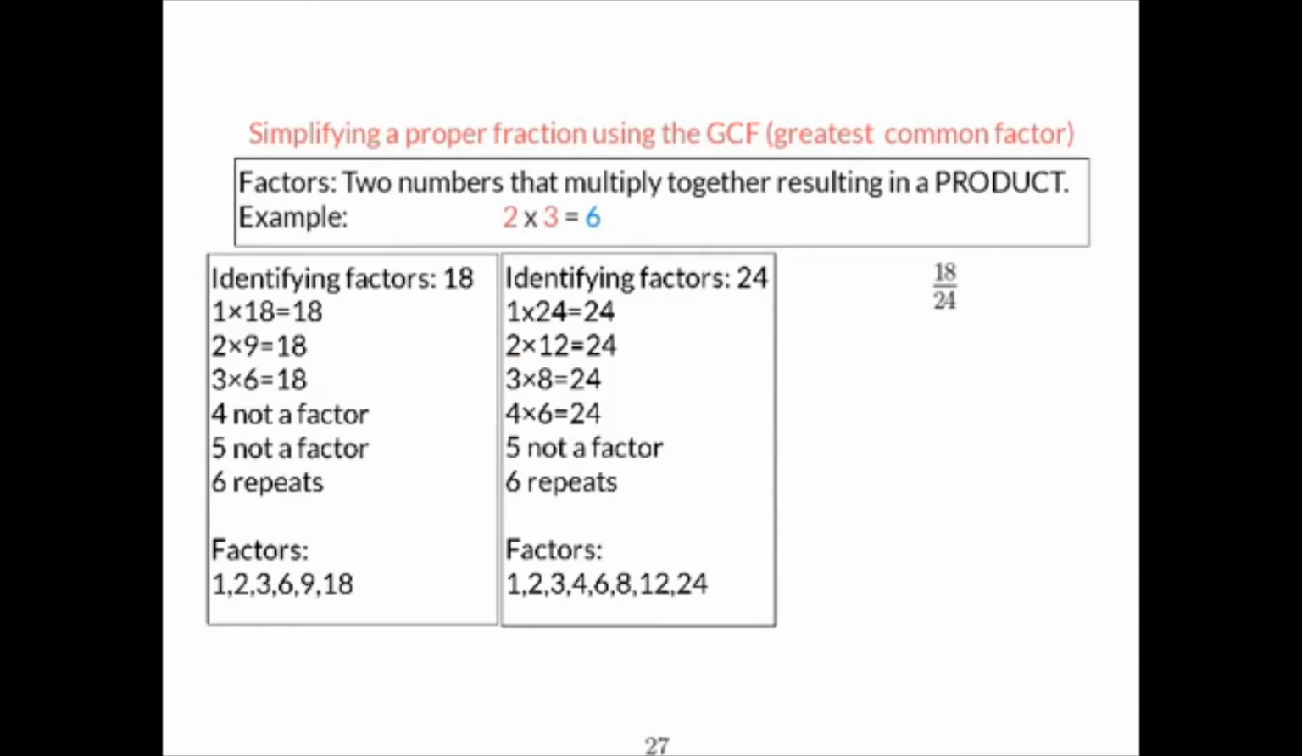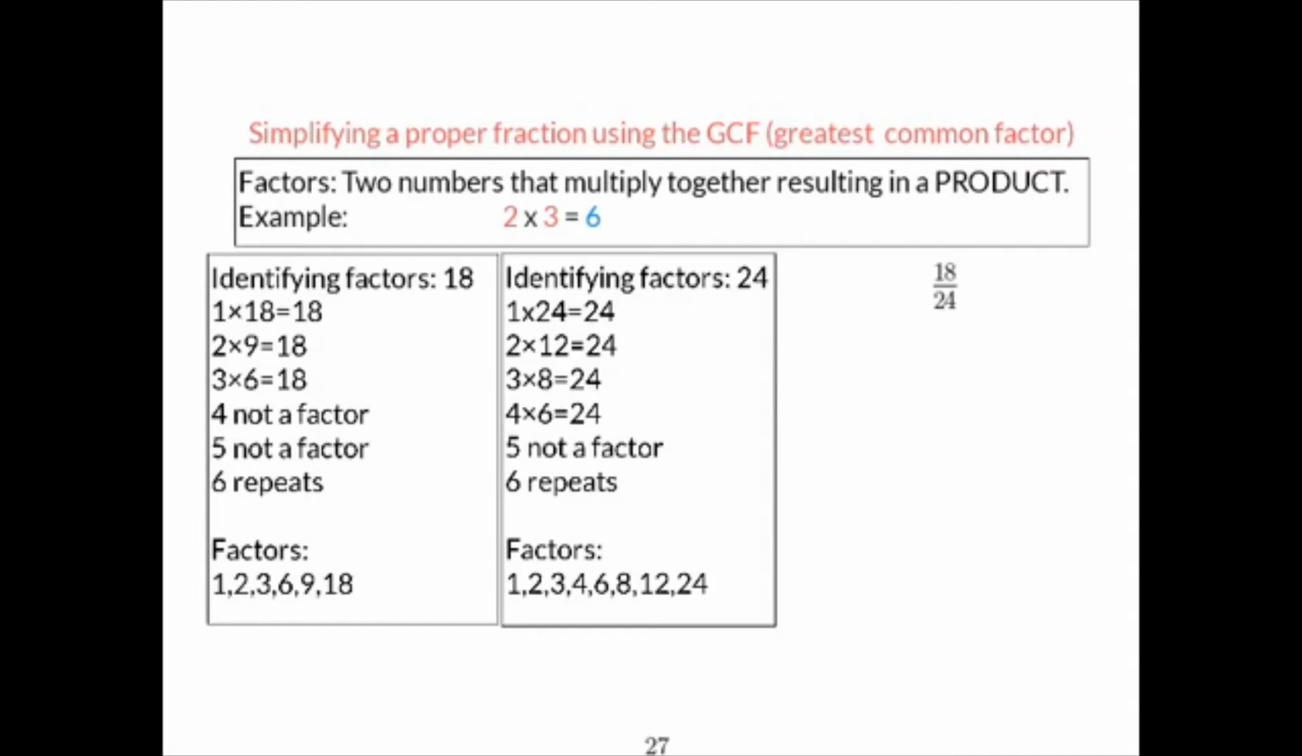5 is not a factor, and we can check that by skip counting: 5, 10, 15, 20, 25. We didn't have 24 listed, so 5 is not a factor. And then 6 repeats, which we have here. So we can see that the number 24 has 8 factors, and those are 1, 2, 3, 4, 6, 8, 12, and 24.